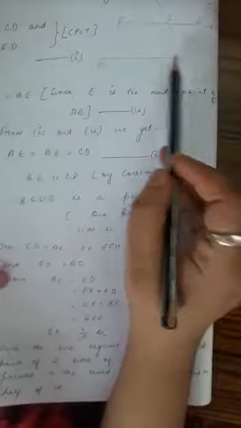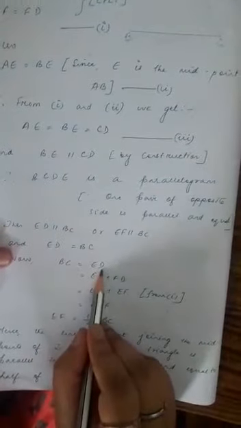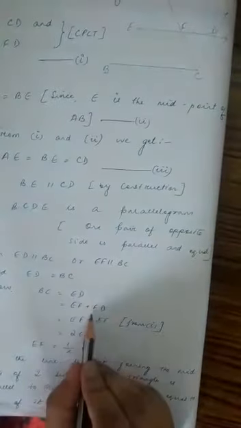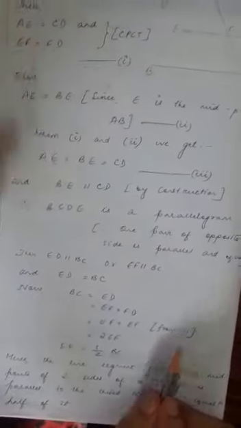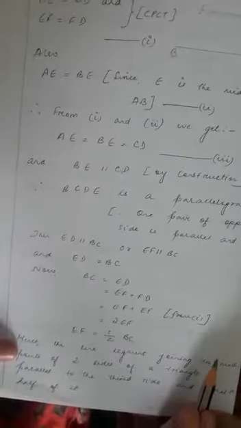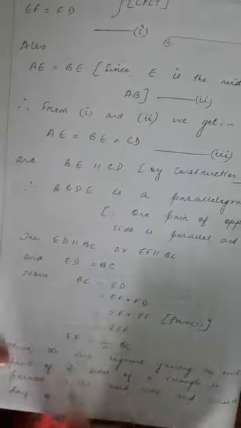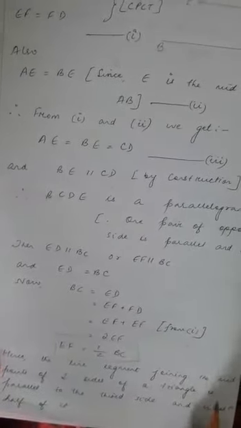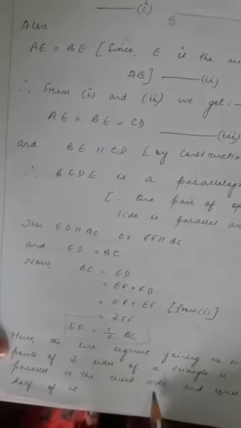Now also we can say that ED is equal to BC. Here I have written BC is equal to ED. ED can be written as EF plus FD. From equation 1, EF is equal to FD, so in place of FD I can write EF again. So this becomes twice of EF, and finally we get EF is equal to half of BC. Thus theorem 1, which states that the line segment joining the midpoints of two sides of a triangle is parallel to the third side and equal to half of it, is proved.